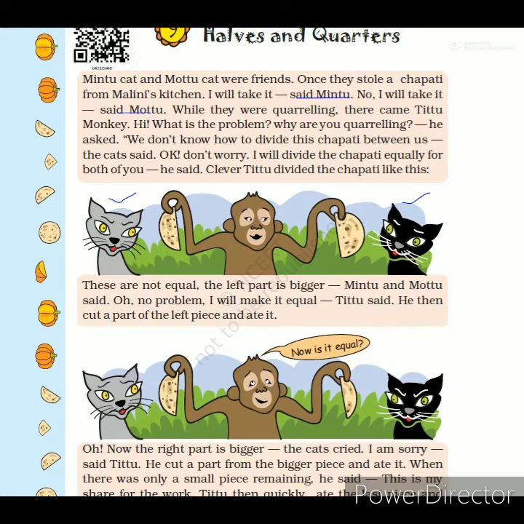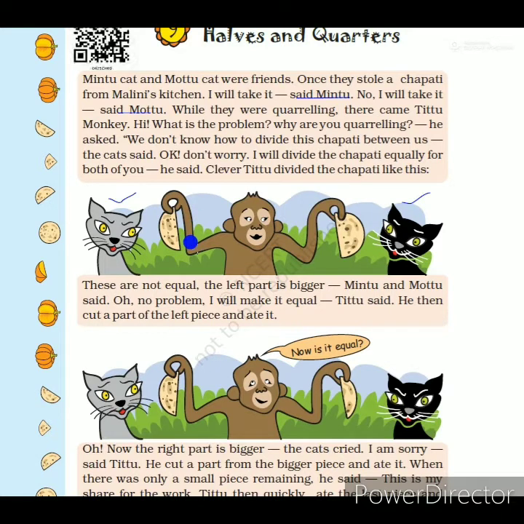And they started to quarrel. While they were quarreling, Titu Monkey came there. He asked, what is the problem there? They said the reason behind the quarrel. They said, we don't know how to divide this chapati into two equal halves. Then the clever Titu said, I will divide this chapati into two equal parts and I will give both of you. After that, what happened?